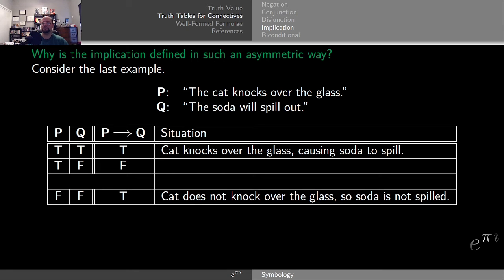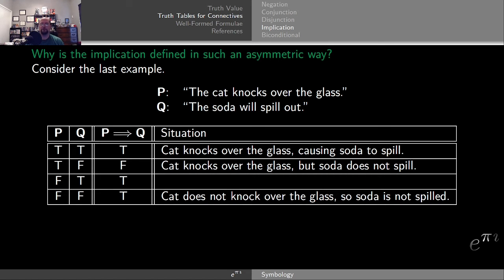Here's the case that's false. So true implies false is regarded as false, as violating the implication. And again, think about the situation. The cat knocks over the glass, but the soda does not spill. If the cat knocking over the glass was a trigger for the soda spilling, and the soda doesn't spill, well, it's not very much of a trigger now, is it? That violates the implication, which is why it's regarded as false. The implication here is false.